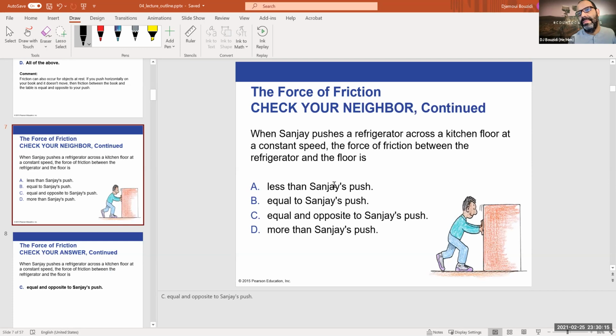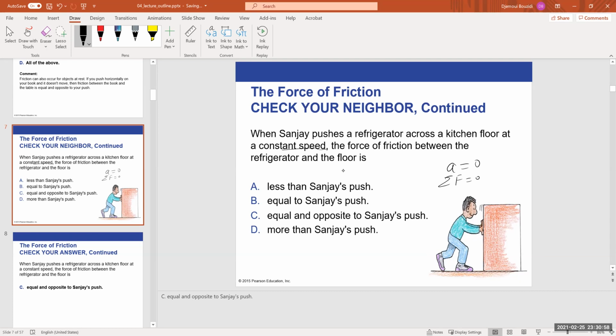When Sanjay pushes a refrigerator across a kitchen floor at constant speed, the force of friction between the refrigerator and the floor is... Now, here is the deal. This is kinetic because it's moving, okay? This object is moving at constant speed. When it's constant speed, that means a is 0, correct? Because the motion is not changing. And a is a measure of how much the motion is changing. So in this case, the net force acting on the refrigerator is 0.